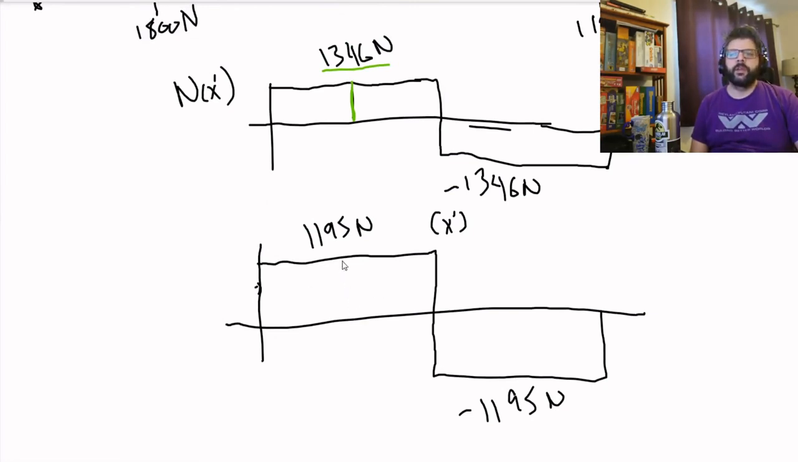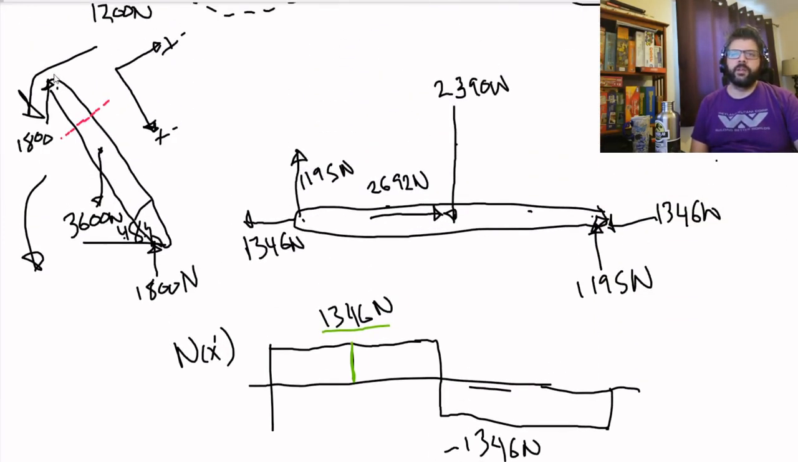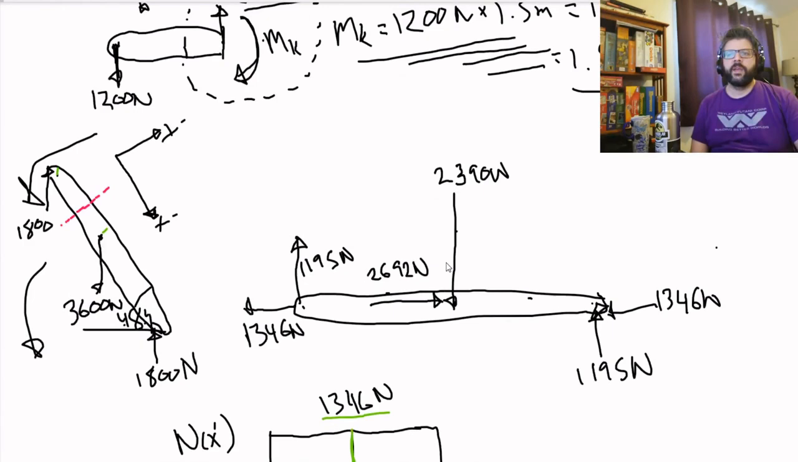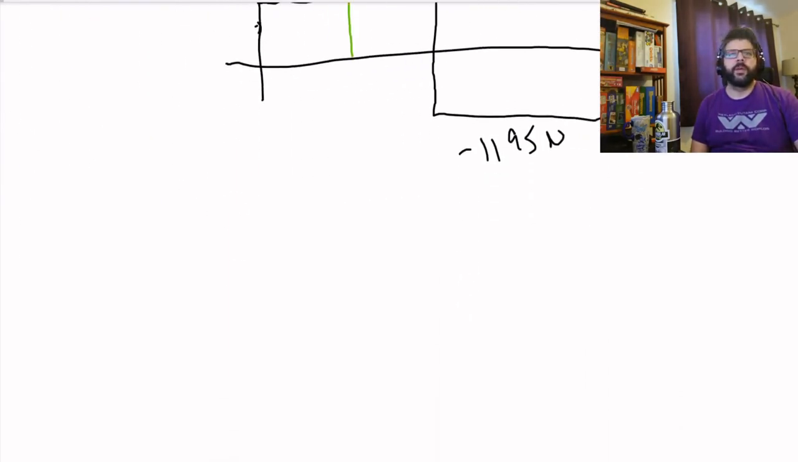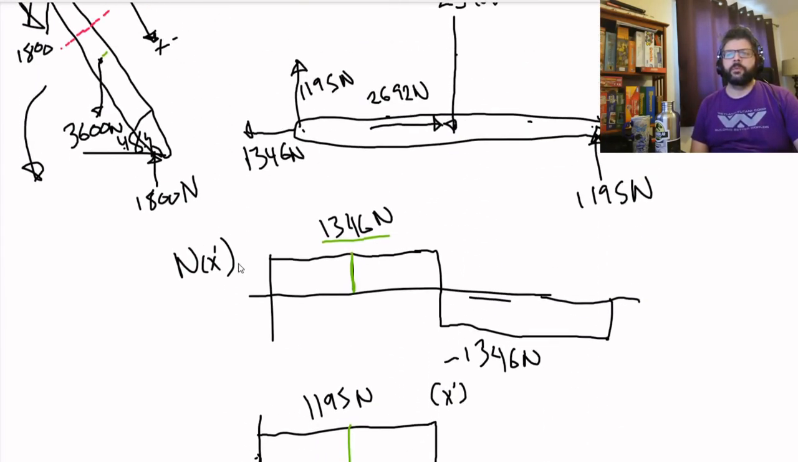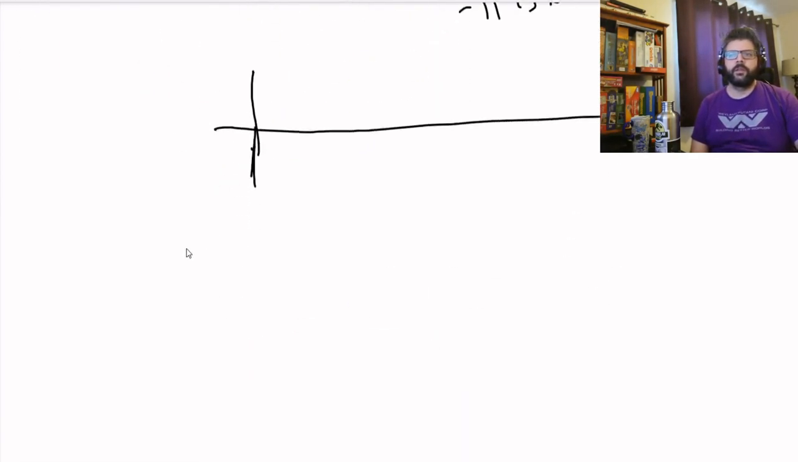So obviously the shear load at point J, which is halfway between here and here, is going to be 1195 newtons. And then we got the moment diagram. The moment diagram is going to be not quite, well, I haven't taught you guys yet how to do that directly from the graphs. So what I'm going to do, we'll just take a section cut here first, and I'll redraw that free body diagram.